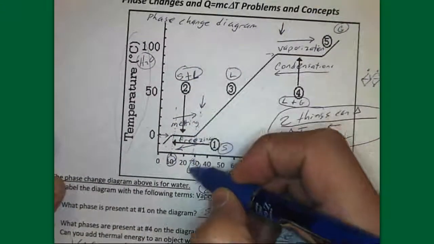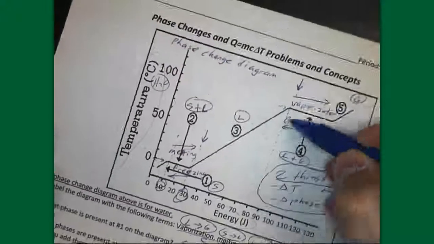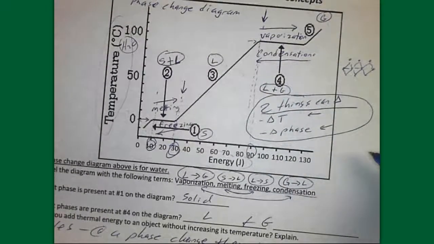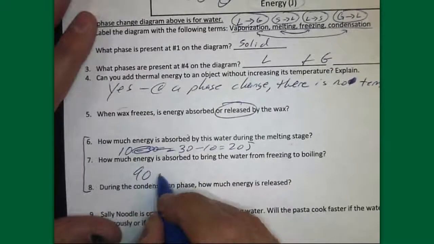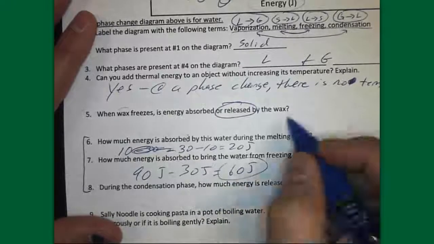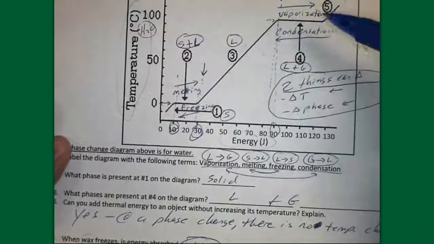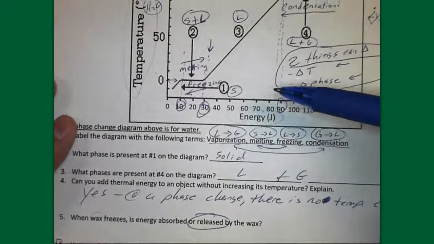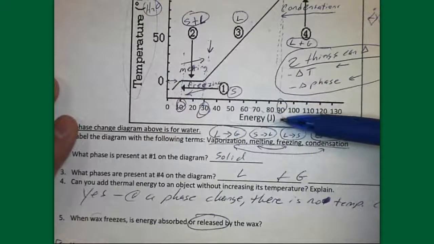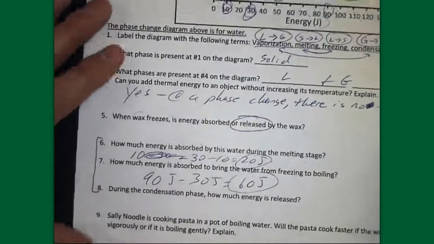Okay, so we started with 30 joules of energy, and at this point, if we draw a line down, we have, let's see, it's kind of crooked, isn't it? You end up with 90 joules. So 90 joules minus 30 joules of energy gives us 60 joules absorbed to bring the water from freezing to boiling. Now remember, this is specific for a specific mass of water. In fact, this probably wouldn't be very true. These are very, very low energies for water. This would be a very, very small mass of water, you could say.